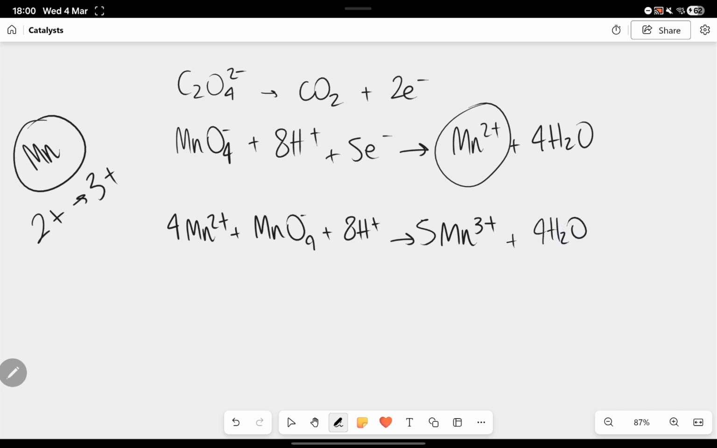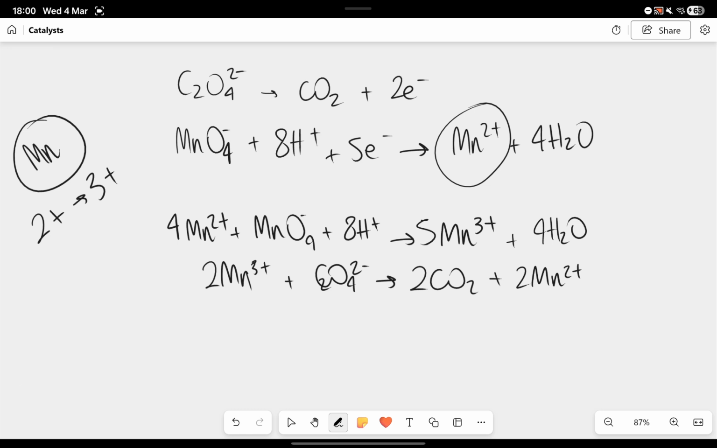And then, how does this react with the oxalate? The manganese 3+ is what reacts with the oxalate to form our product. Notice that the manganese 2+ is acting as a catalyst because it's regenerated.